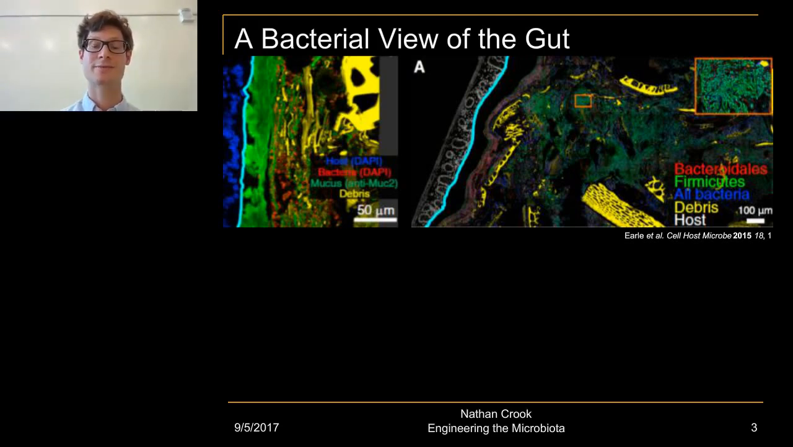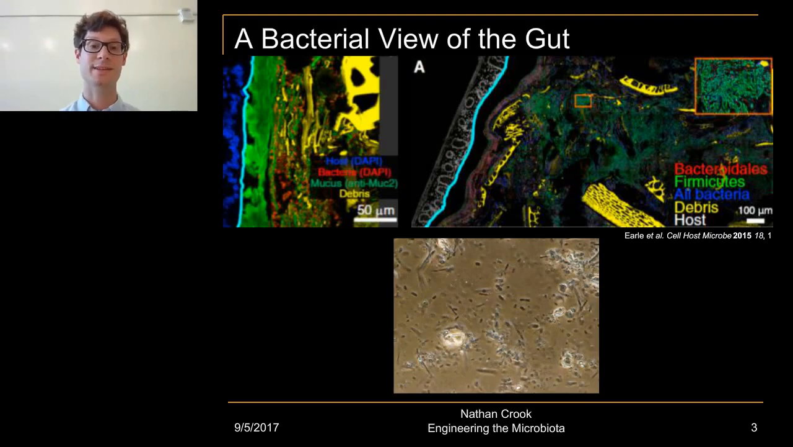As a fun exercise, I took mouse fecal material and resuspended it in phosphate buffered saline to see whether these bacteria are actually metabolically active, and if I could see that on a microscope. And what you're seeing in this movie is the image that I saw on my microscope. You see a lot of bacteria swimming around in fecal material.